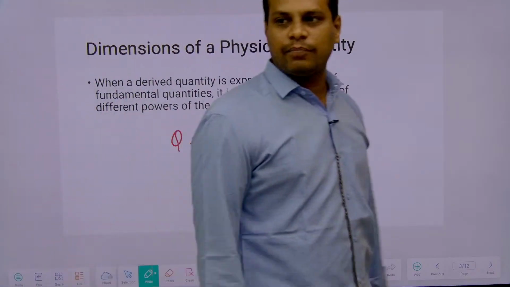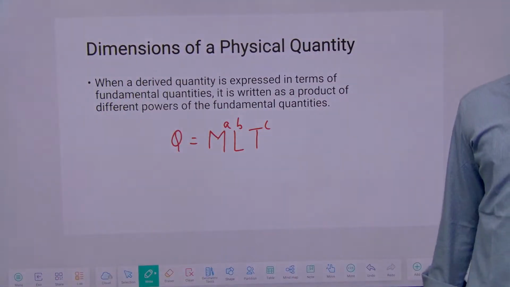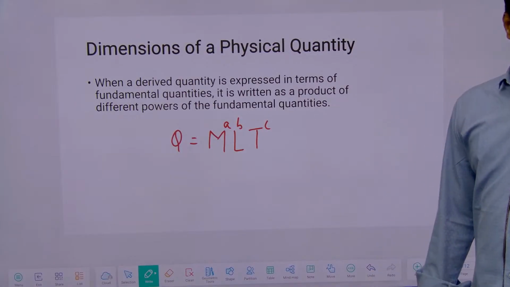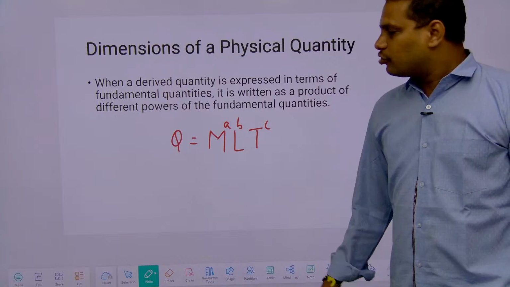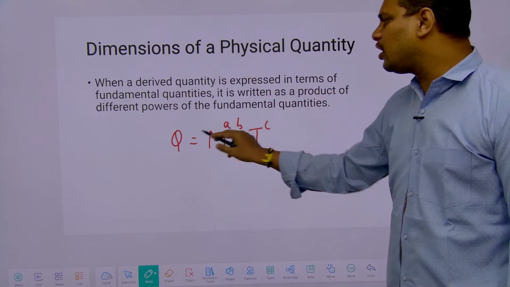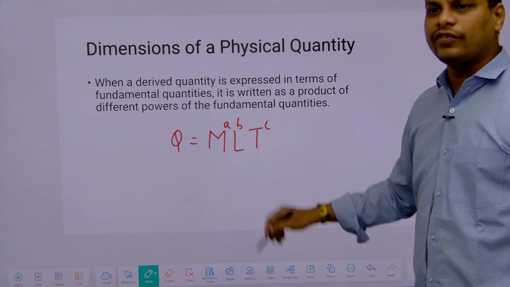M L T, that is mass, length, time. These are taken as which quantities? Base quantities. Are you clear? So please remember, any physical quantity can be expressed as the product of base quantities.